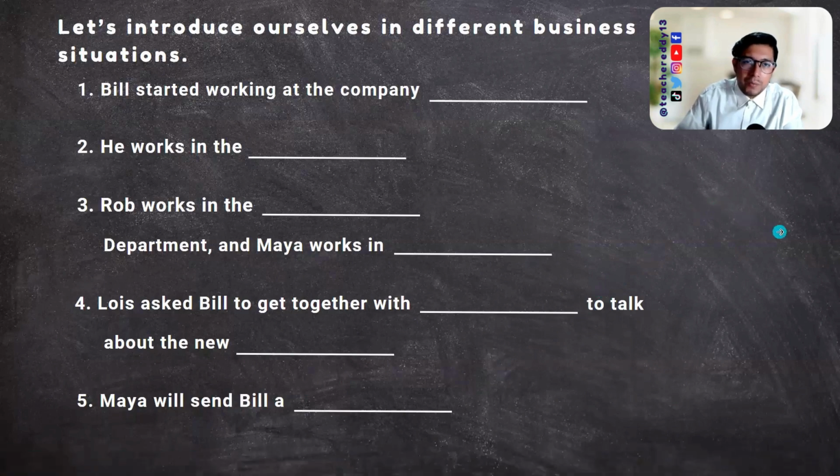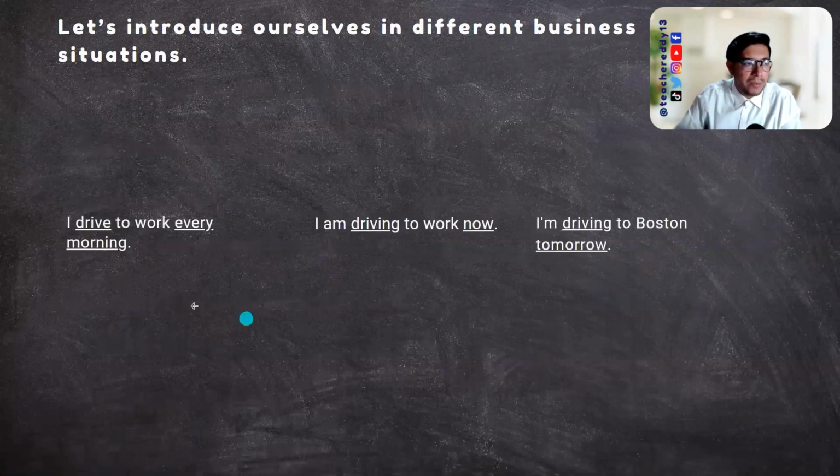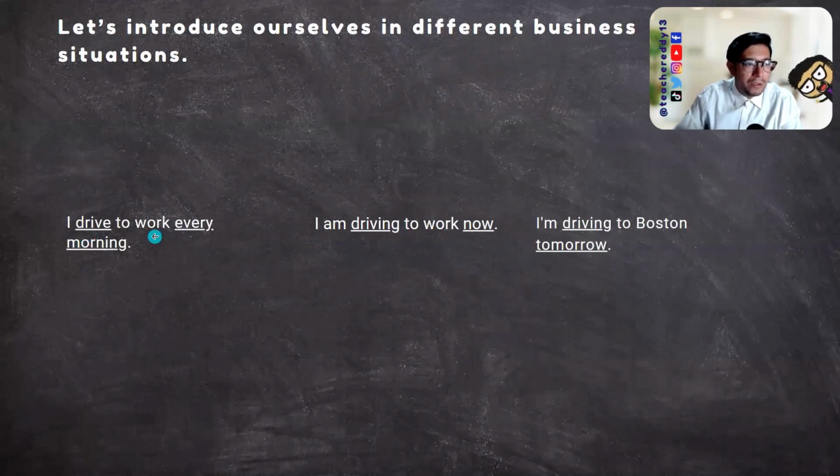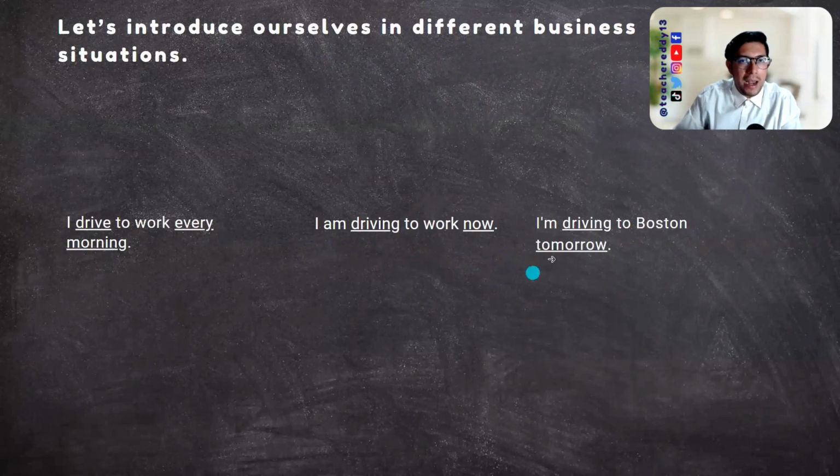Now, let's continue practicing and check some sentences over here. Tell me if they are similar or different in any way. I drive to work every morning. I am driving to work now. I'm driving to Boston tomorrow.